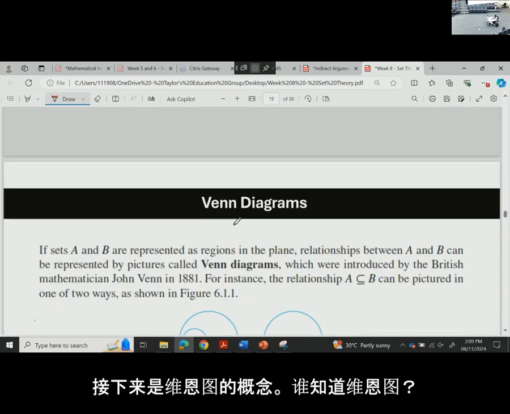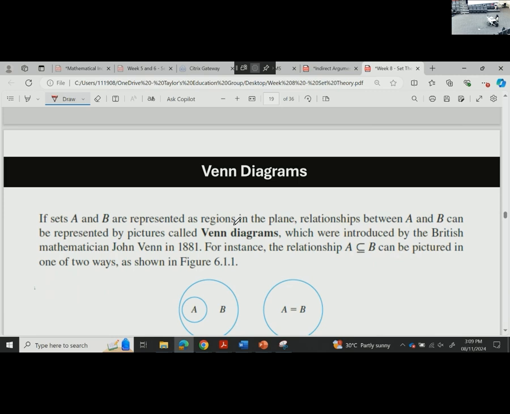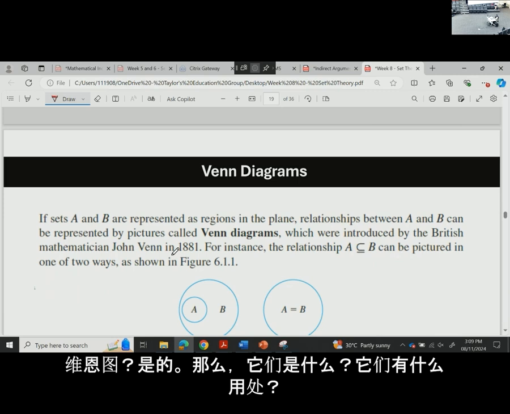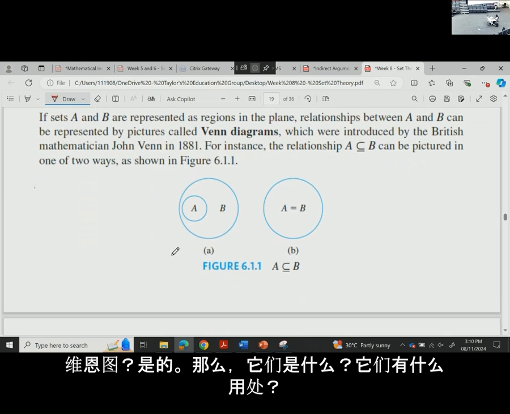So next is the concept of Venn diagrams. Who knows about Venn diagrams? Venn diagrams? Yes. So what are they? What are they used for?